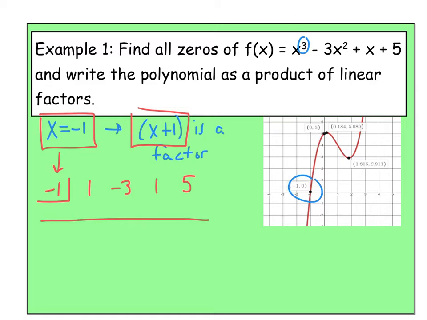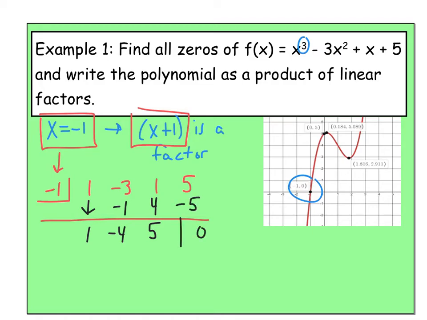Okay, and we are able to do the little synthetic process here. Hopefully we still remember how that works. We're going to bring down that 1, multiply by the -1 in the box, and then we're going to add straight down. So -3 and -1 is -4. -4 times -1 is 4. 1 plus the 4 is 5. And then 5 times -1 is -5.